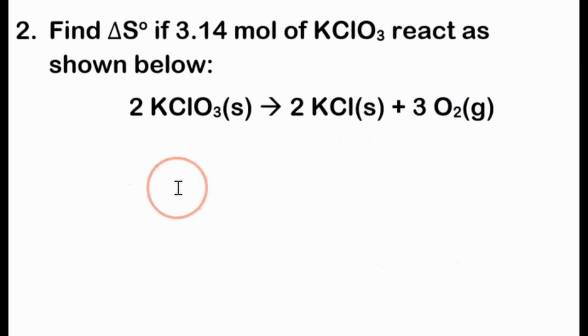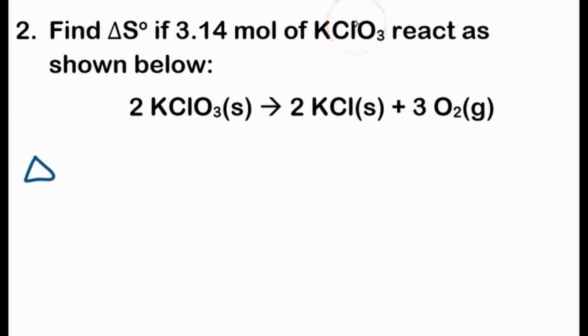All right, next one, last one, and we're getting a little bit more complicated. This is more like a harder exam problem, I guess. Find the entropy change if 3.14 moles of potassium chlorate react as shown below, and we're given this balanced equation. Now we want to know the change in entropy, not per mole of the reaction. We want it for this many moles of KClO3.